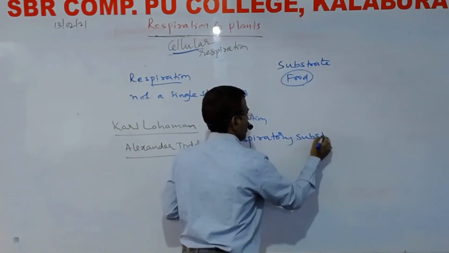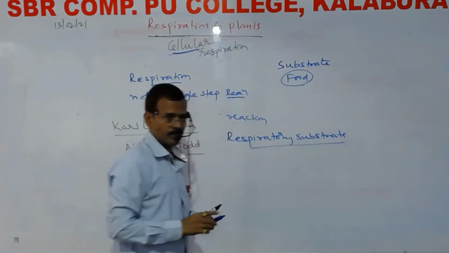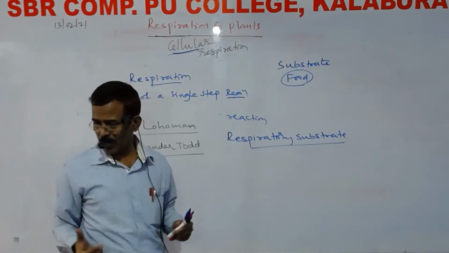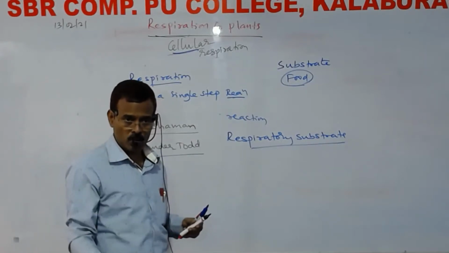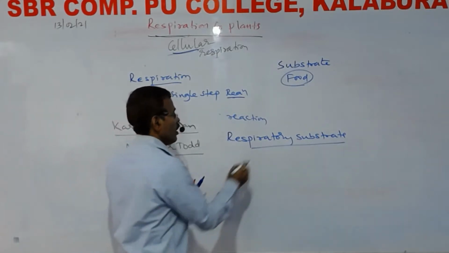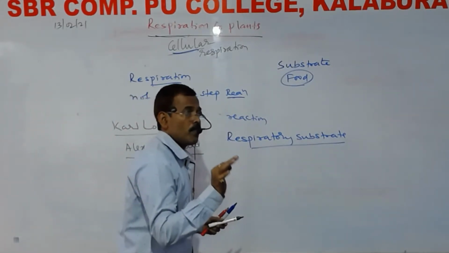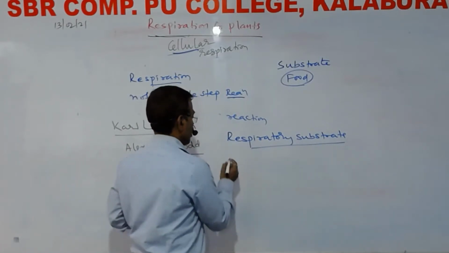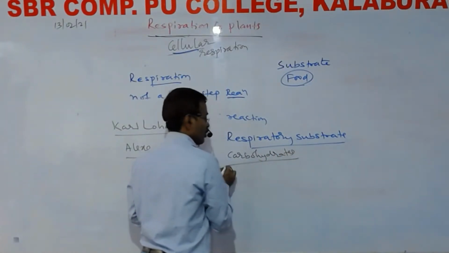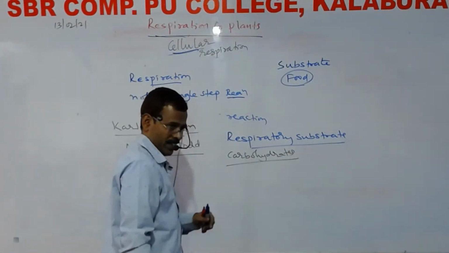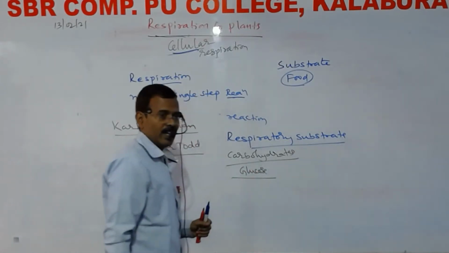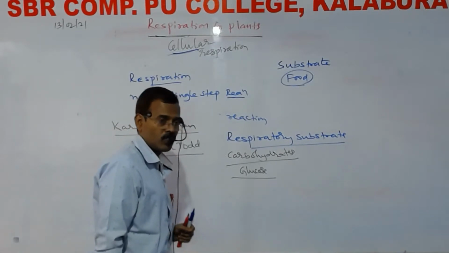Respiratory substrate. Remember, the substrate is the organic food, the organic compound which is subjected to breakdown and oxidation during respiration. That substrate is known as the respiratory substrate. The most commonly used respiratory substrates are carbohydrates. Remember, carbohydrates are the most commonly used respiratory substrate. In particular, glucose is the simplest sugar. Easily it can be broken down or oxidized.